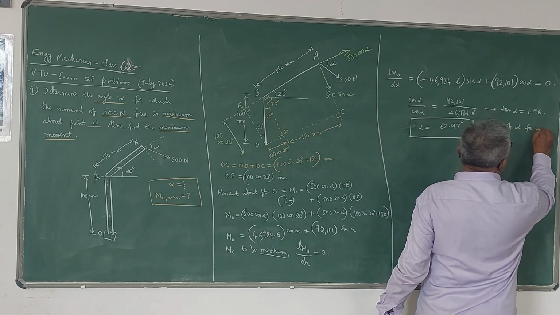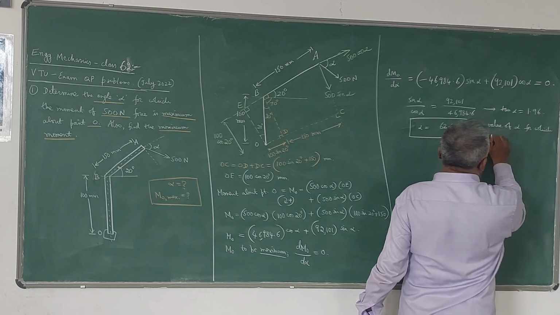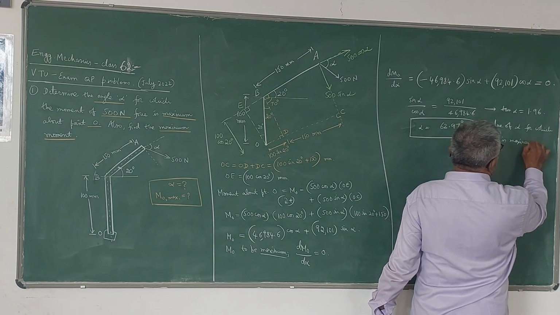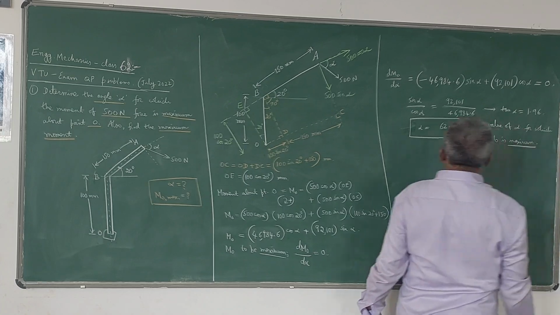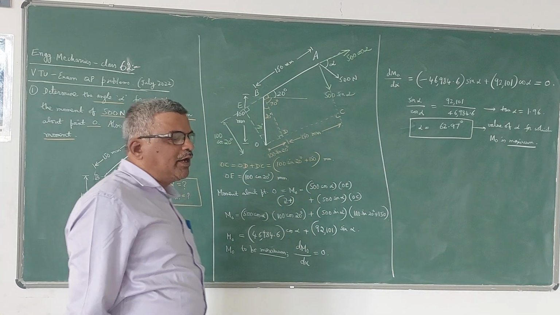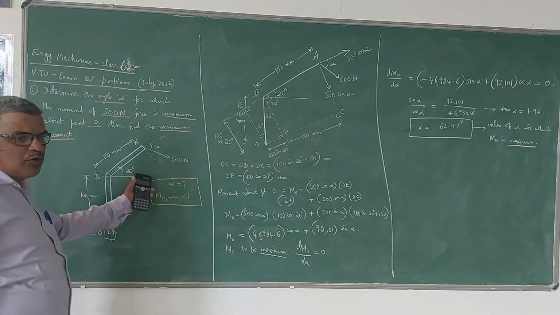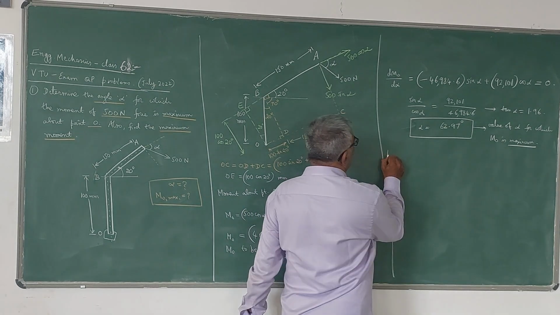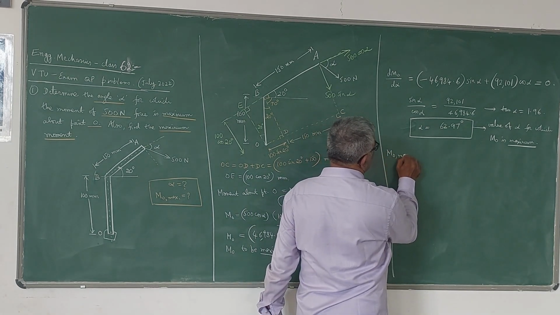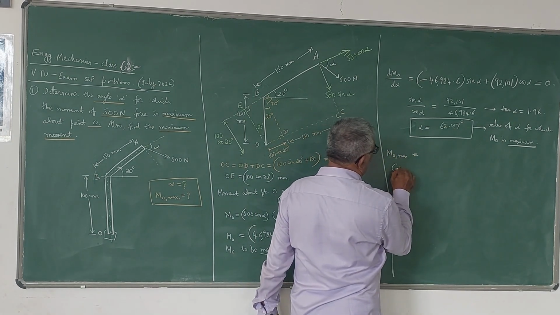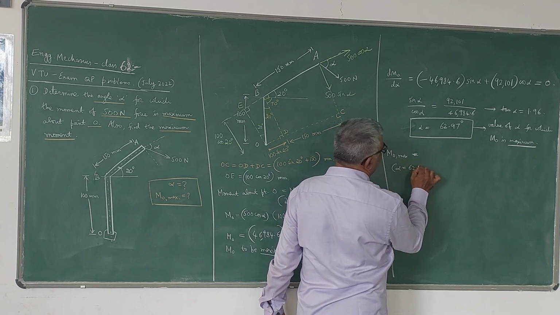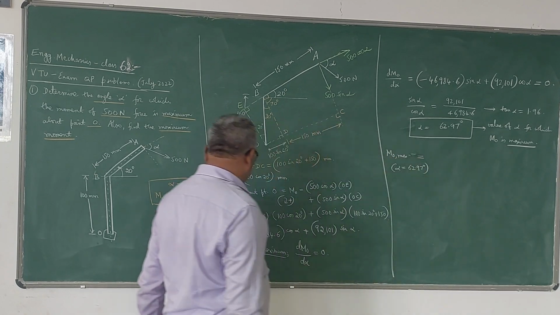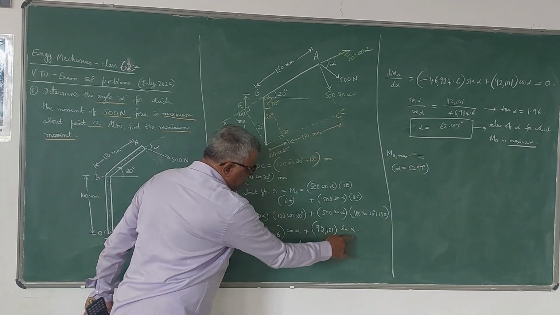for which MO is maximum. So when alpha is equal to 62.97 degree, the moment of this centrifugal force about the point O will be maximum. Now let us calculate the value of the maximum moment, MO max. You have to put alpha as 62.97 degree in the general expression for MO.